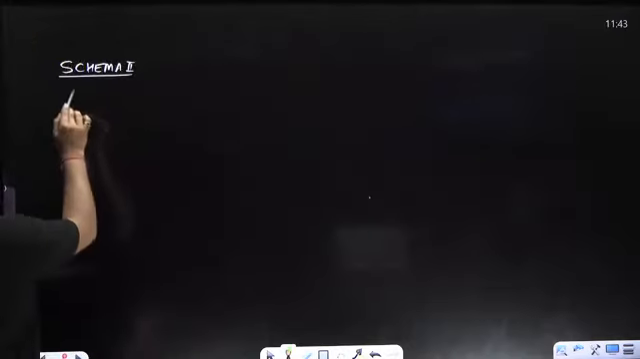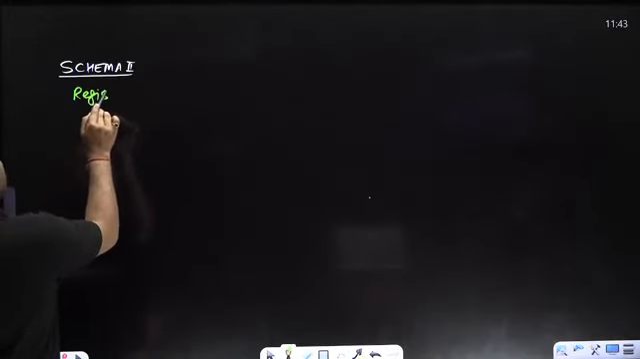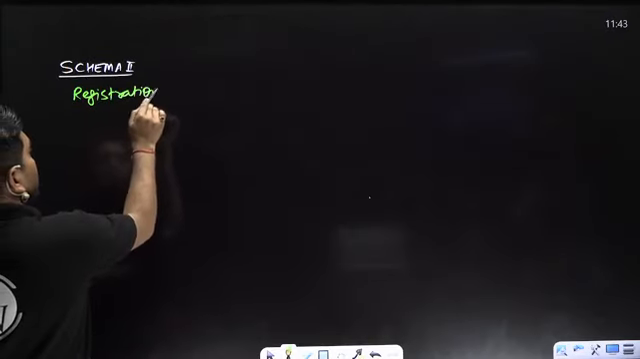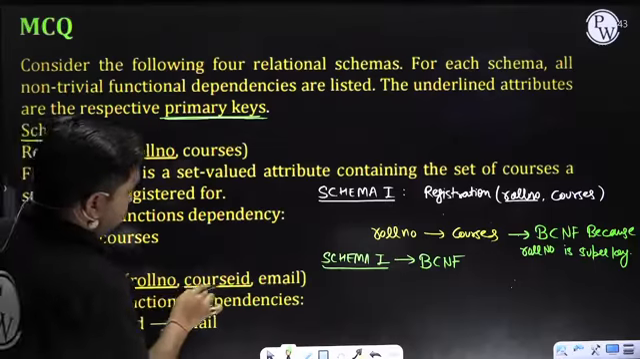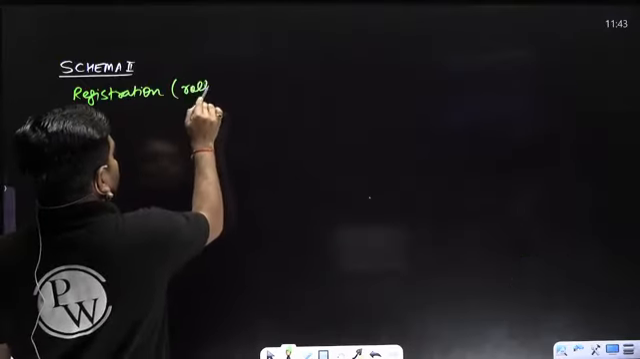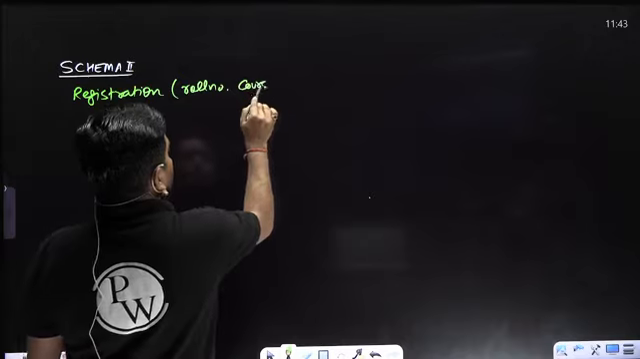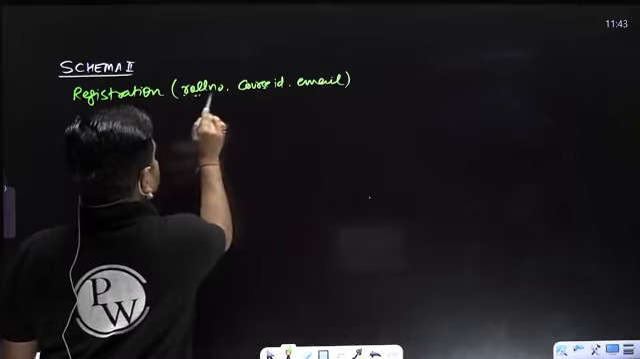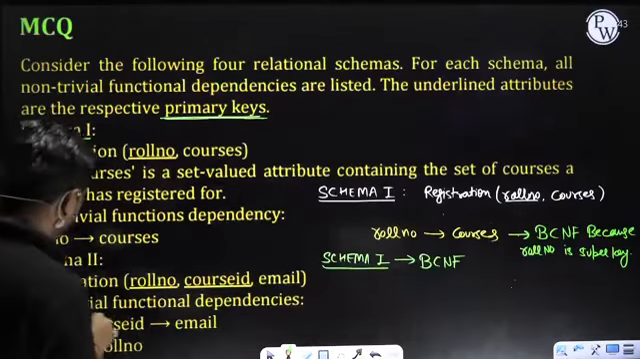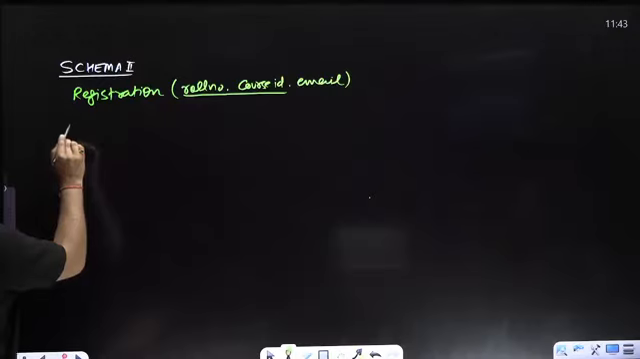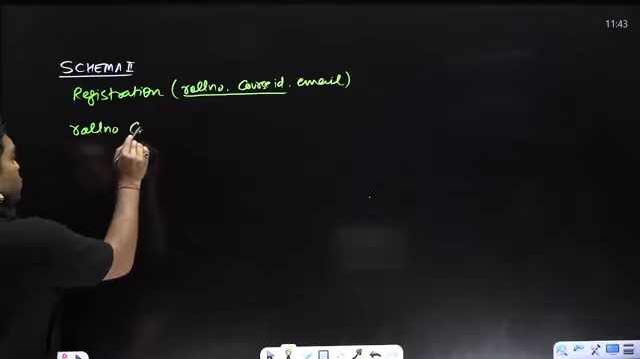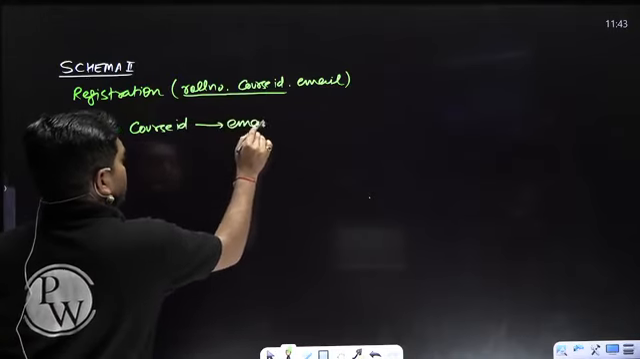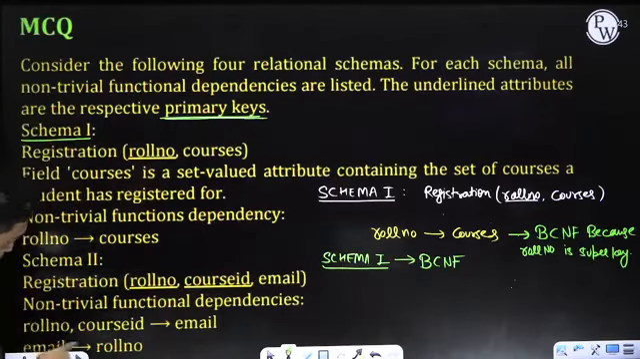Schema second, registration table, and the attributes are roll number, course ID and email, and this is the key that is mentioned. The FDs are: roll number, course ID to email, and the second one is email to roll number.